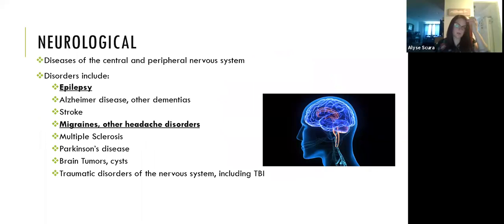Okay, so to move on to the neurological system, a very important one for us to discuss for this population. Neurological disorders are diseases of the central and peripheral nervous system. This includes the brain, the spinal cord, the cranial nerves, the peripheral nerves, the nerve roots, the autonomic nervous system, and the neuromuscular junction and muscles.